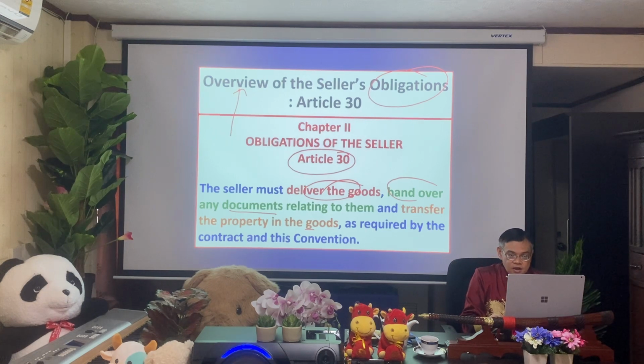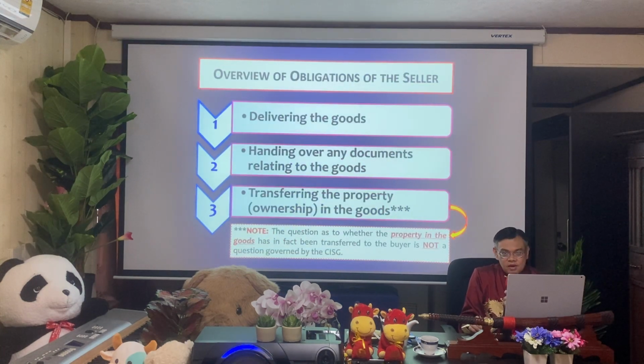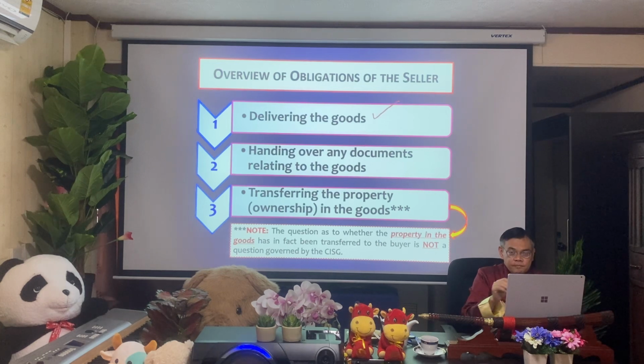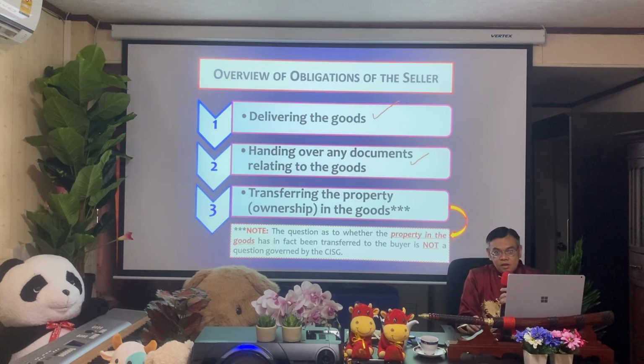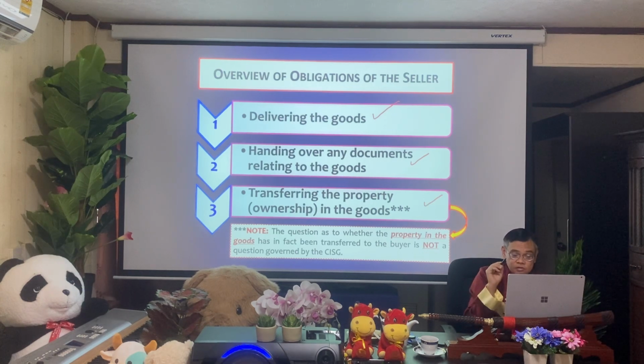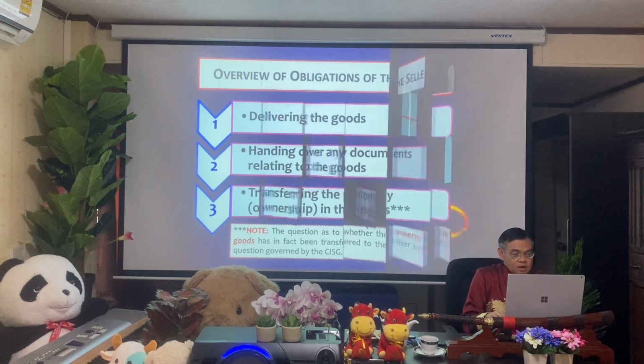If we analyze what is said in Article 30, we can see that there are indeed 3 principal obligations regarding the obligation of the seller. First, the obligation to deliver the goods, and secondly, the obligation to hand over any documents relating to the goods, and finally, the obligation to transfer the property in the goods. When the CISG uses the word property, this means the ownership. Property in the goods means the ownership in the goods. So these are the 3 main obligations dealt with by Article 30.